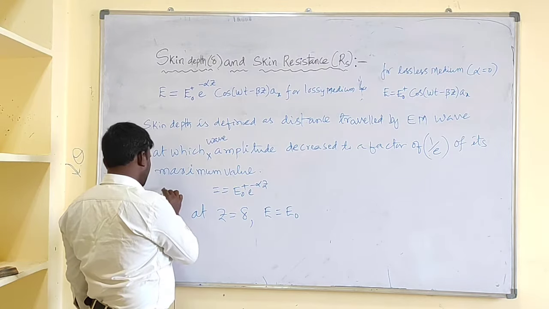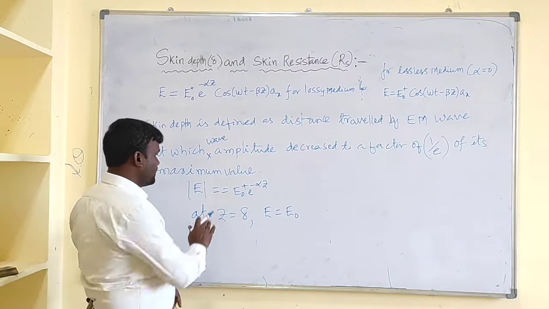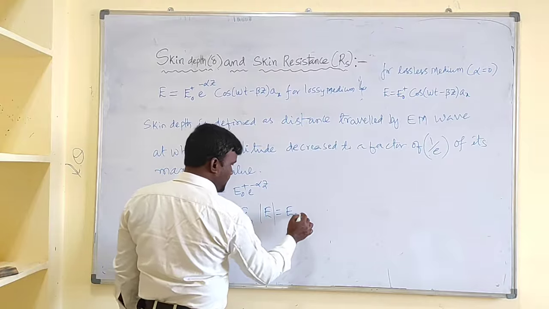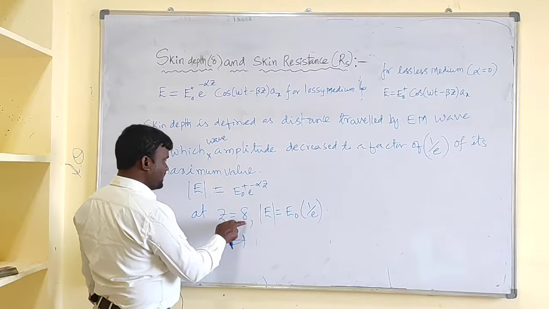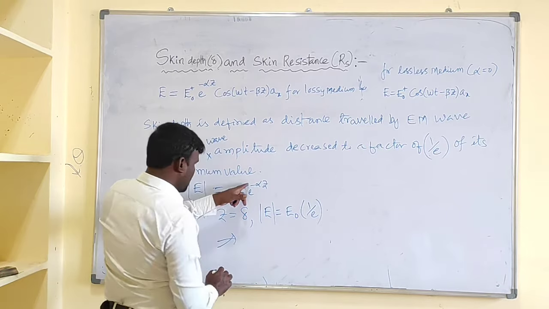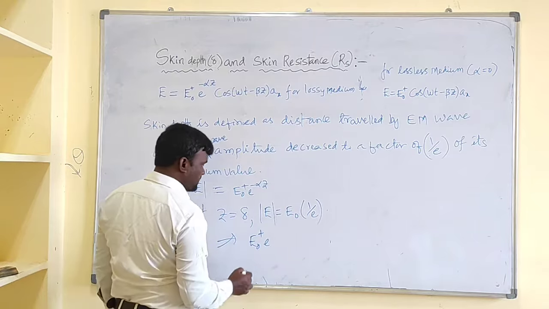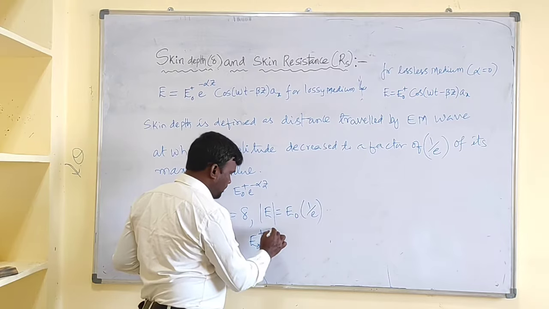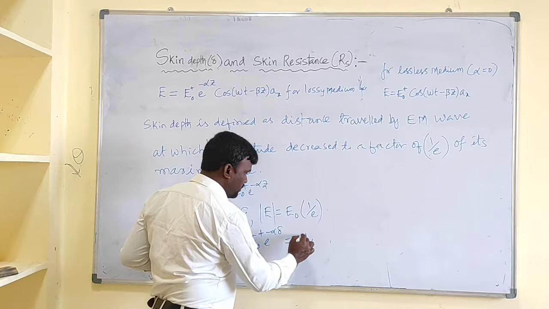The magnitude or amplitude, that is mod E, equals E naught plus e to the power minus alpha z. At z equal to delta, mod E equals E naught into 1 by E, according to the definition. So mod E at z equal to delta is given by substituting in this one: E naught plus e to the power minus alpha z, where z should be delta. So then only we will get E naught into 1 by E.